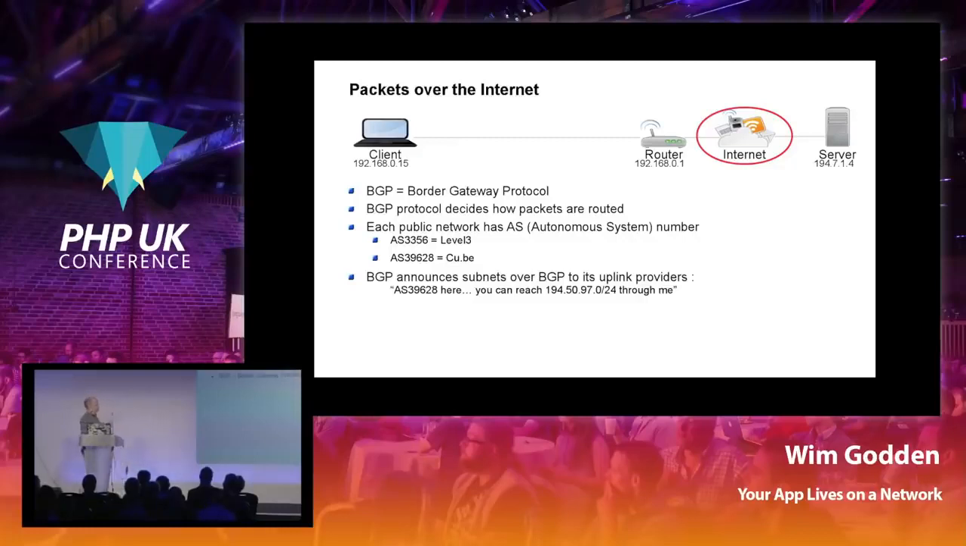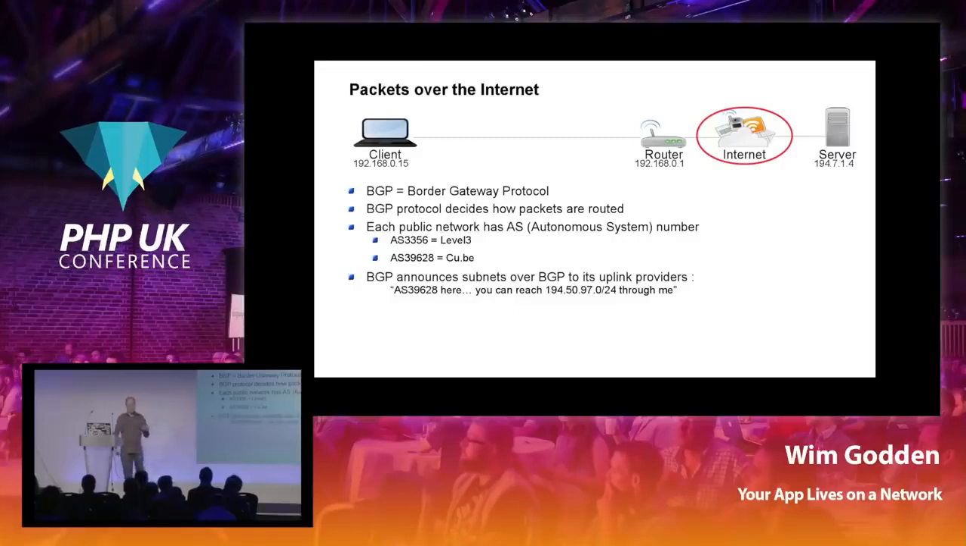So there's a protocol there called BGP, Border Gateway Protocol. And it decides how packets are being sent from one place to the other. And it uses a system called autonomous systems. Each network on the internet has an autonomous system number. It's just a number from 1 to, well, it used to be 64,000. Now it's a bit higher even because there are too many networks on the internet.